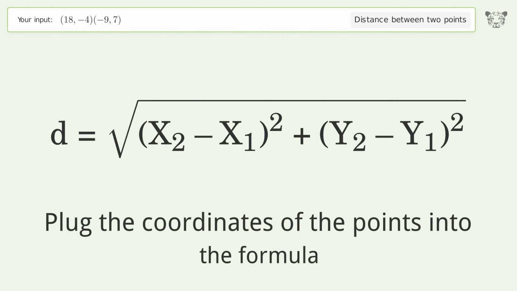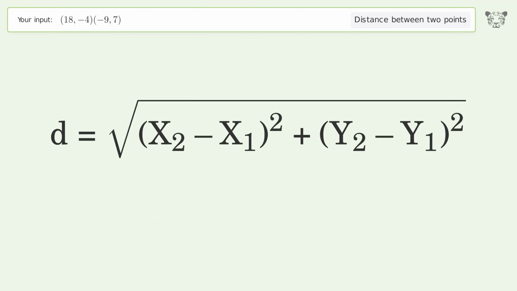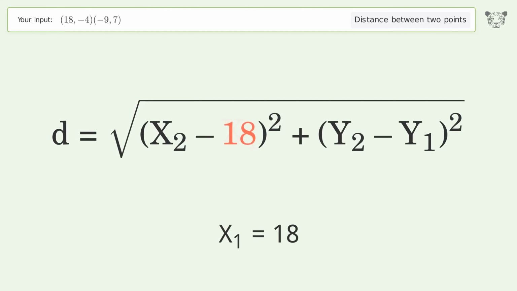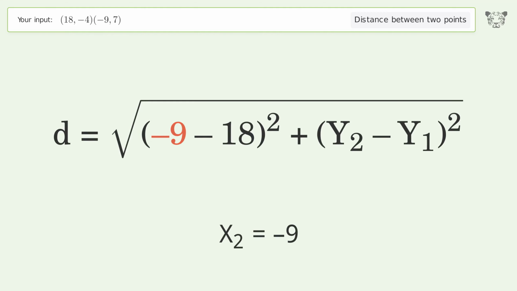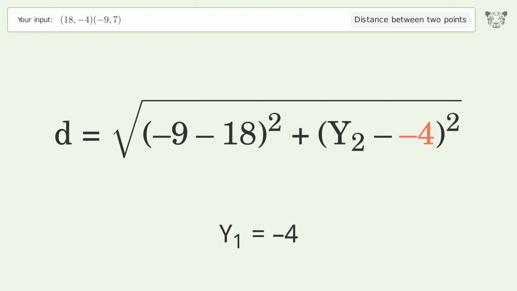Plug the coordinates of the points into the formula. x1 equals 18. x2 equals -9. y1 equals -4. y2 equals 7.